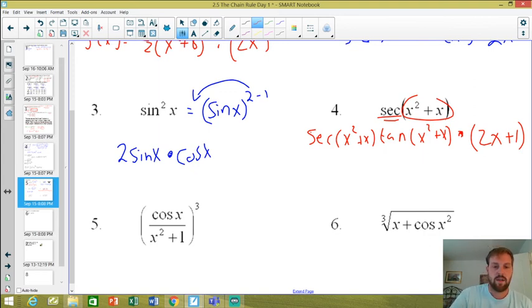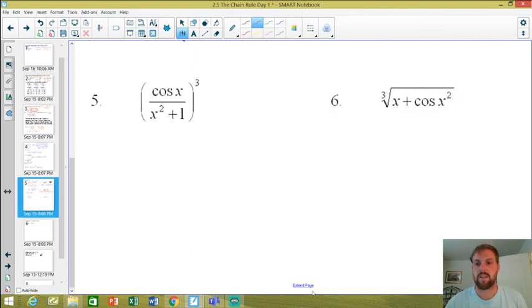Okie doke. And then let's do these last two. Yeah. Okay, I definitely want to do number 6 because that's a good one too. So we'll do 5 and 6 and I'll call it. All right. The outside of this is that cubed. The inside is this mess right here.